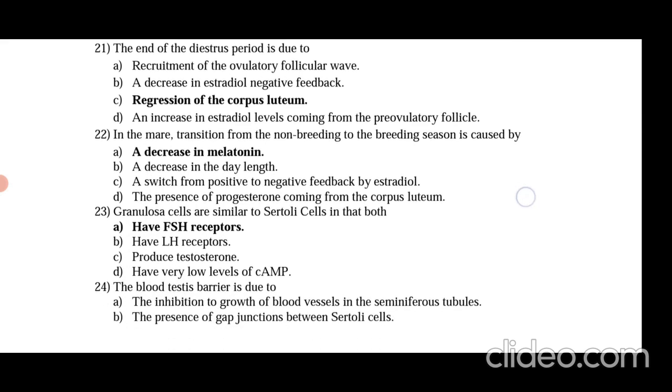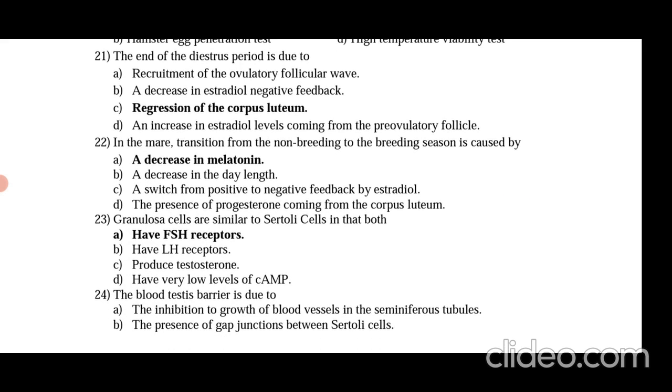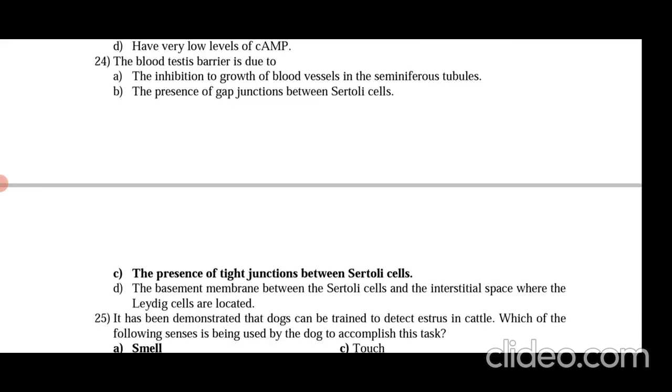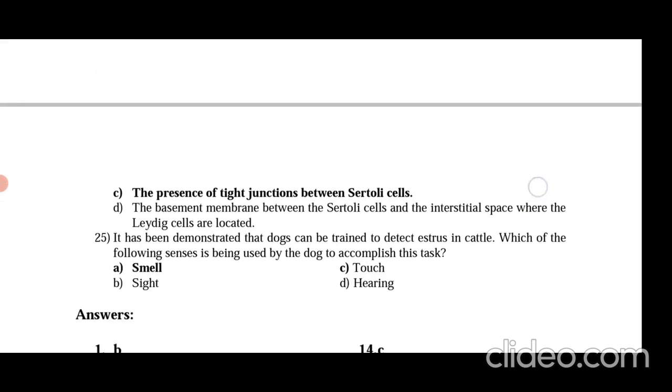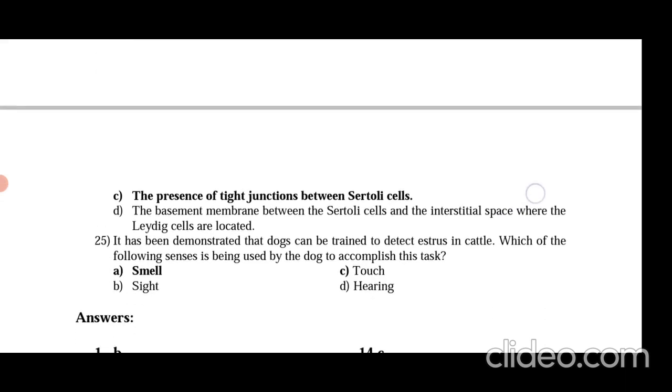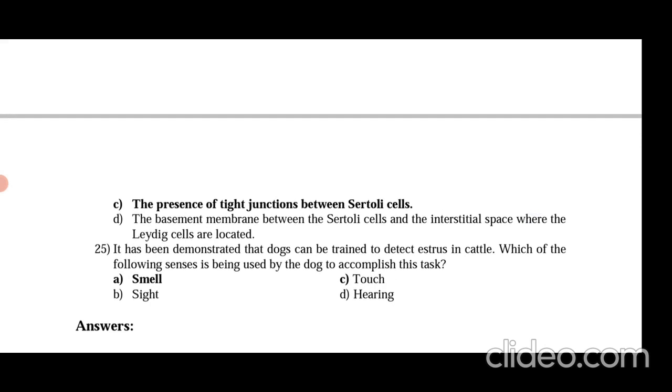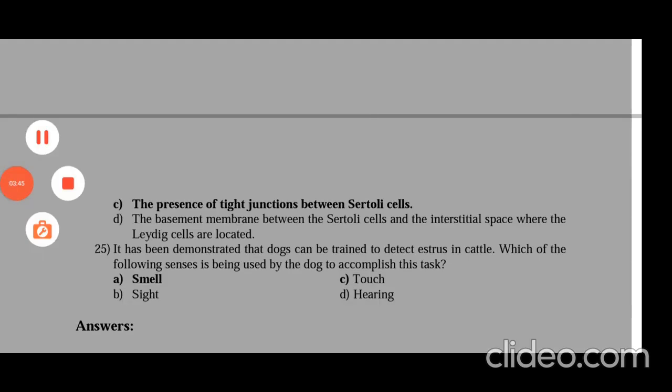The blood-testis barrier is due to the presence of tight junctions between Sertoli cells. It has been demonstrated that dogs can be trained to detect stress in cattle. Which of the following senses is being used by the dogs to accomplish this task? Smell. Dogs detect stress by smell.